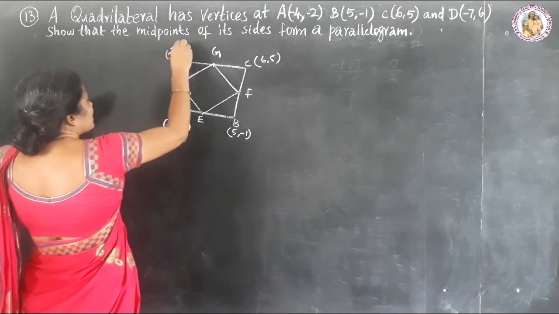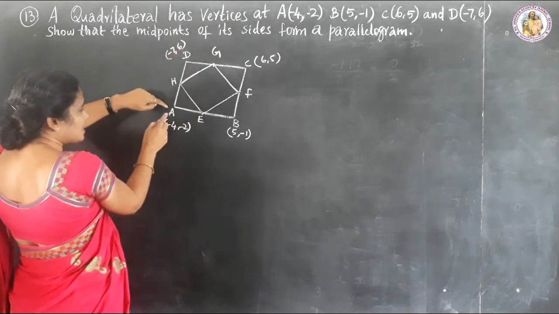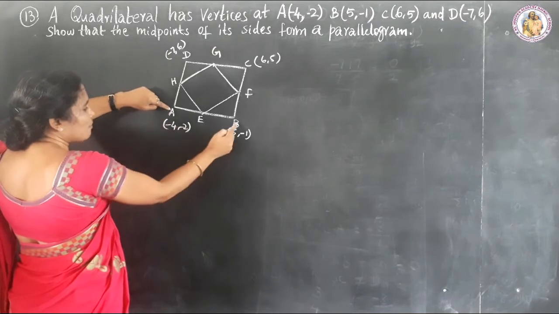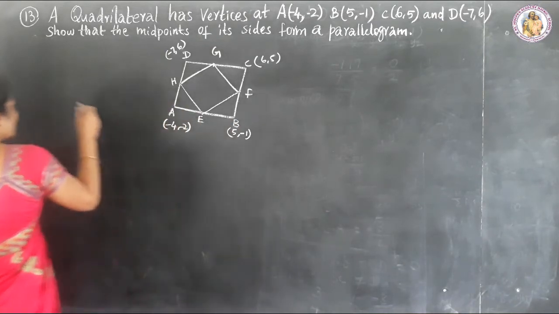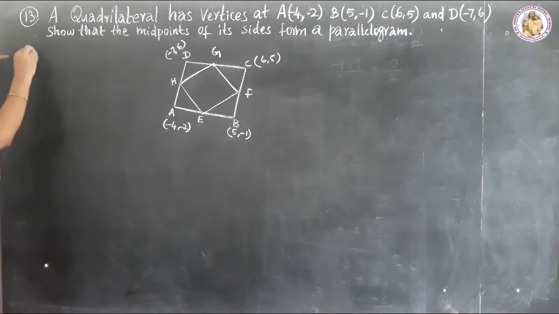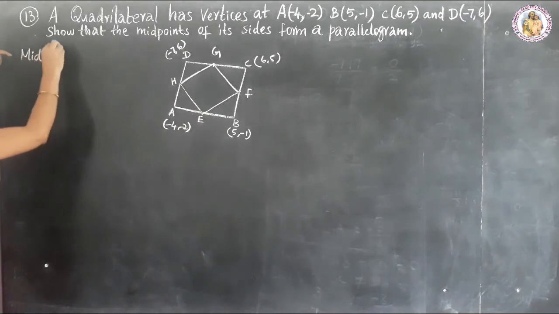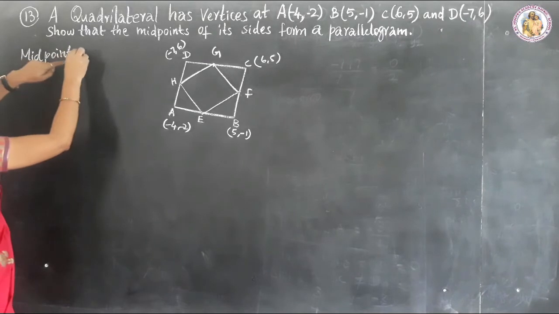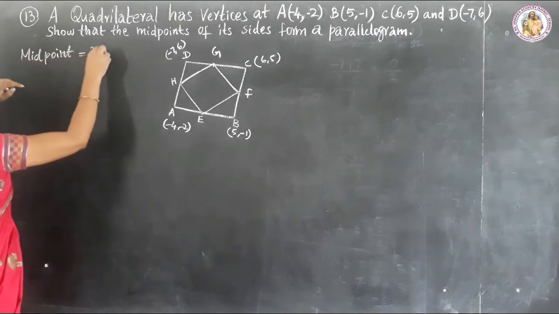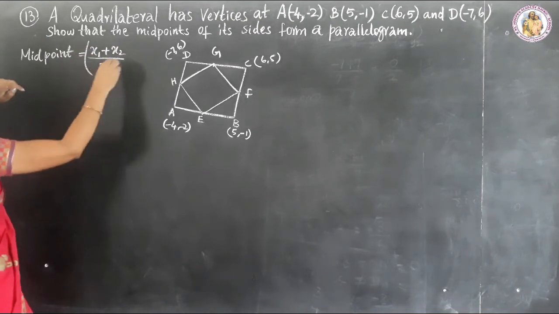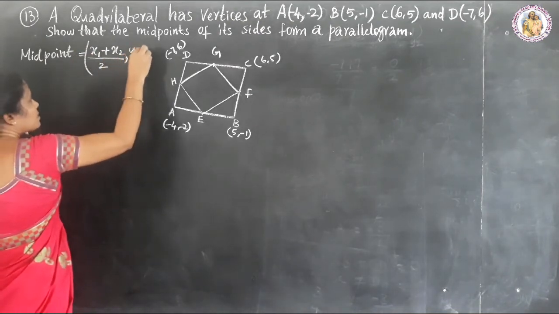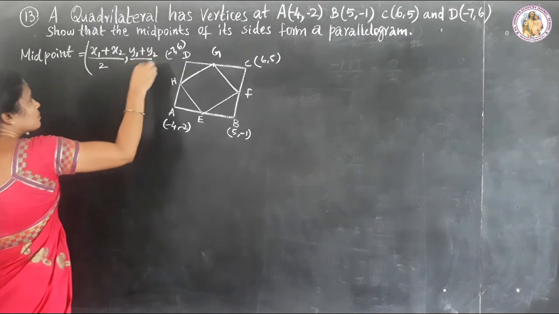D is minus 7 comma 6. First let us find the midpoint of AB so that we can find the value of E. The midpoint is equal to x1 plus x2 by 2 comma y1 plus y2 by 2.